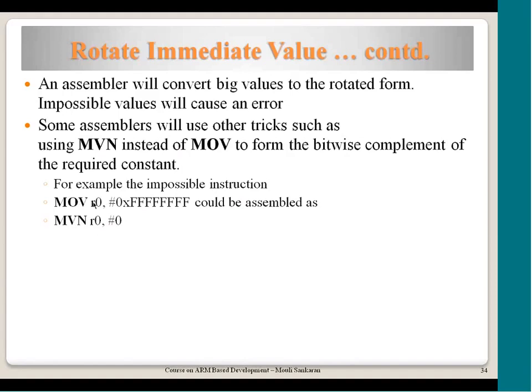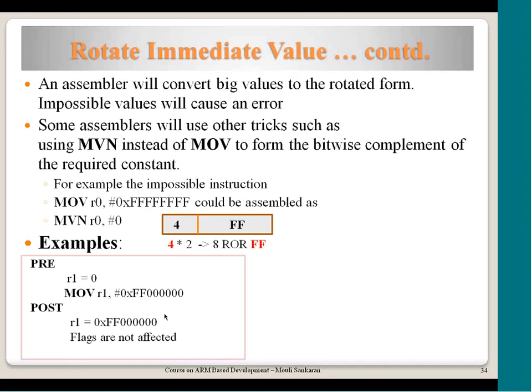So if you have mentioned MOV R0 comma this value, it is not possible to do it with the previous format I showed you, but the assembler will understand that it can do the same thing with the MVN instruction. So it may do this and it will still not give a warning, but it will not be true if you put some other pattern. So I am giving another example. If you are given this constant to be put into R1, it will be 4 and FF will be put into the constant value and then it will perform the operation.